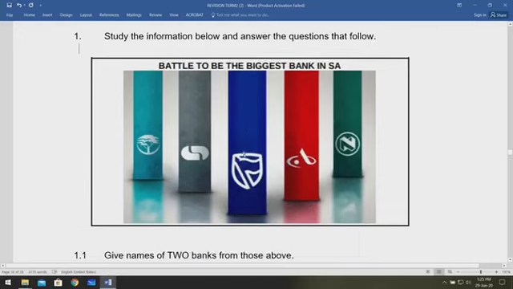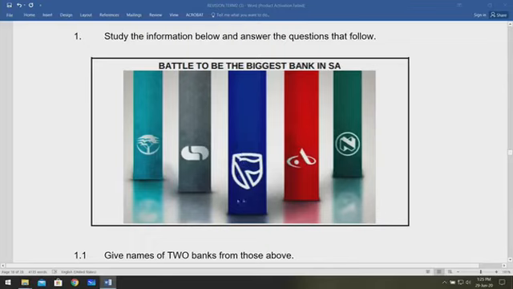Right, question 1, study the information below and answer the questions that follow. So there you've got a picture and it says battle to be the biggest bank in SA, and then they give us the logos of the various banks that we have. Give names of 2 banks from those above. We expect that you would know the logos of the banks.